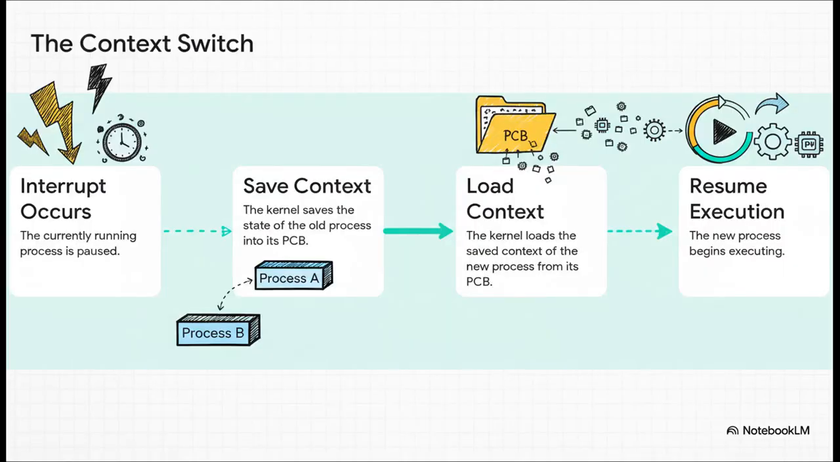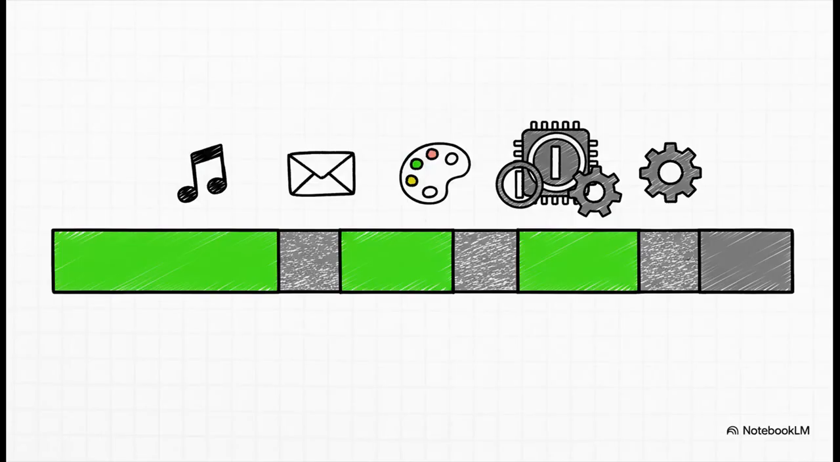So here's how it plays out step by step. Let's say process A is running along happily. Suddenly, an interrupt happens. Maybe its time is up. The OS instantly takes over. Step 2, it saves the entire state of process A, all its registers, where it was in the code, and stores it safely in process A's PCB. Step 3, it grabs the PCB for process B and loads its saved state into the CPU. And finally, step 4, process B starts running again, picking up exactly where it left off as if it was never even interrupted.